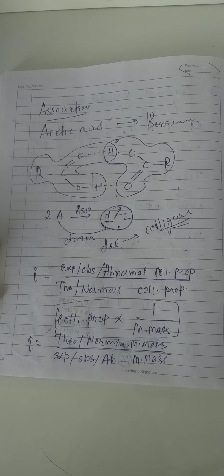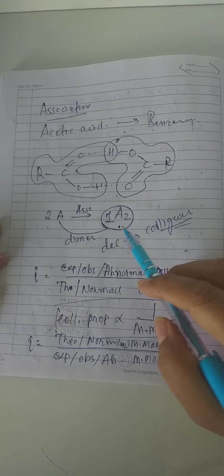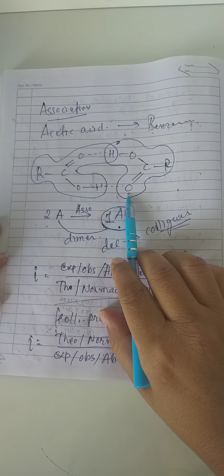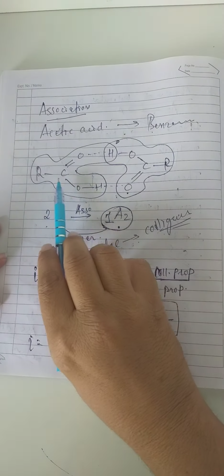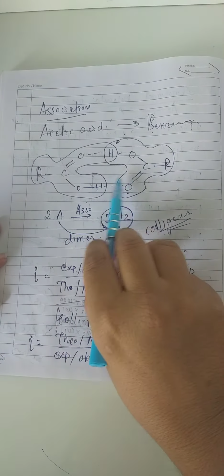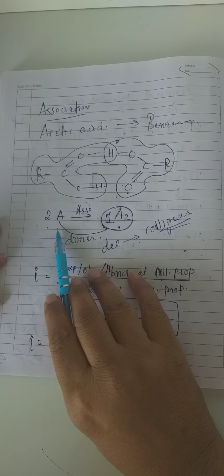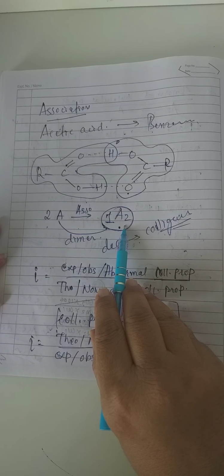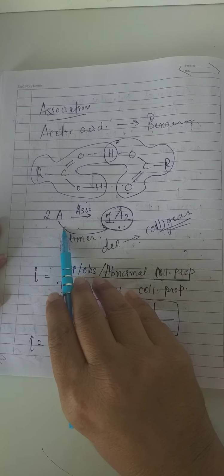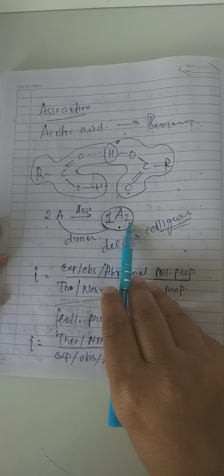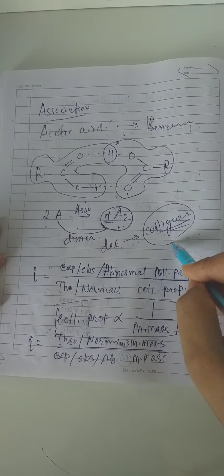Okay, so now let's continue. So we know that this is called association. Association means acetic acid will join by van der Waals forces like this. So when we have taken 2 moles, after association it becomes 1 mole of A2. So that means the number of particles decreases, and that will affect the colligative properties.